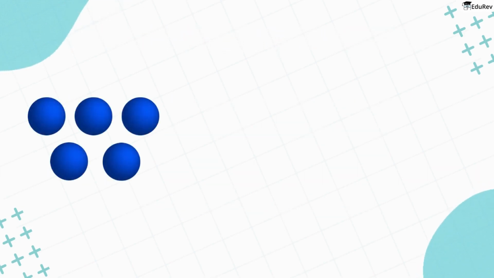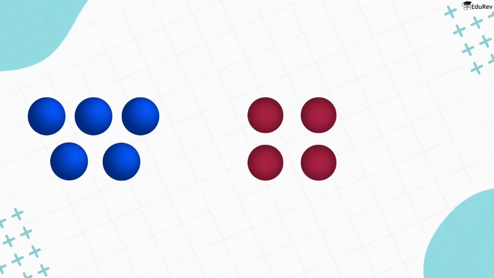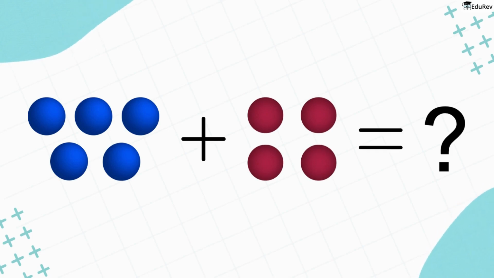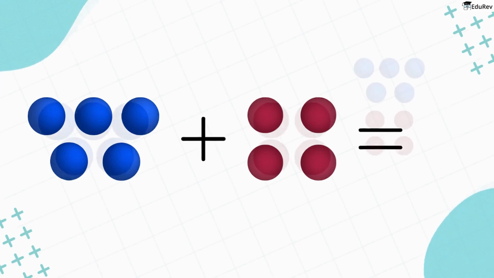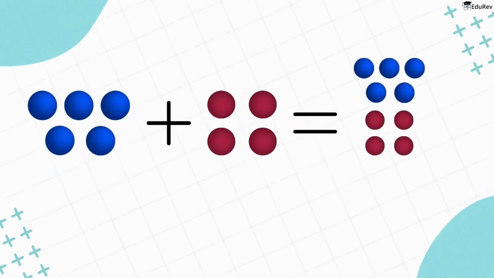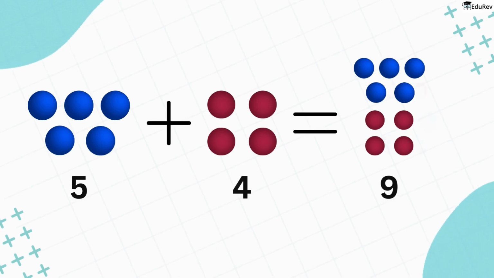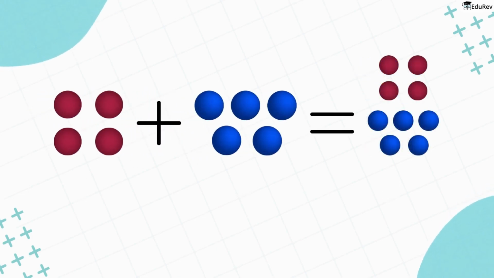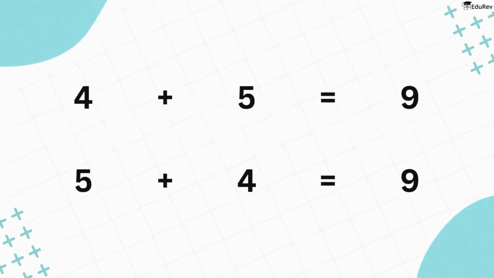Let's say you buy 5 blue balls in the morning and 4 red balls later that day. What is the total of the balls that you have? To calculate the total, you add 5 plus 4. The answer that you get is 9. Now, let's change the order and add 4 plus 5. When we add 4 plus 5, we still get the answer as 9. So, no matter what the order of addition is, the sum remains the same.